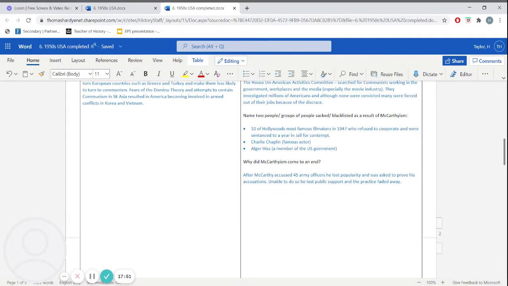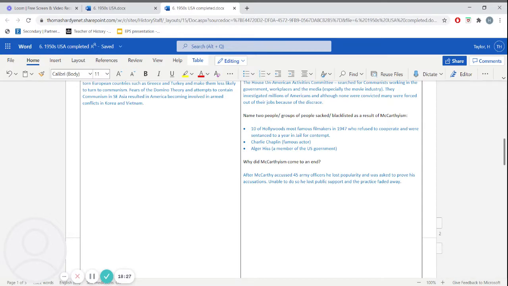Name two people or groups of people that were sacked or blacklisted as a result of McCarthyism. So I've got a few examples here. There are 10 famous Hollywood filmmakers who in 1947 refused to cooperate with the investigation because they thought, not that they were communists, but they just thought they shouldn't have to cooperate with this investigation that had no basis and that it was un-American to restrict people's freedom to have the political beliefs they want to have.